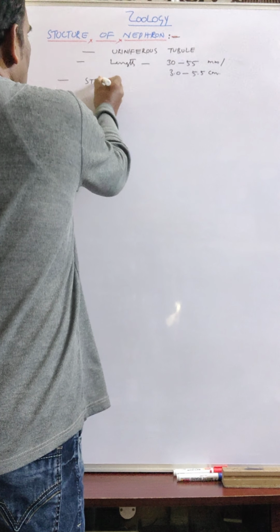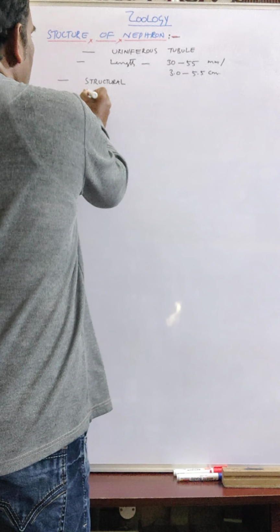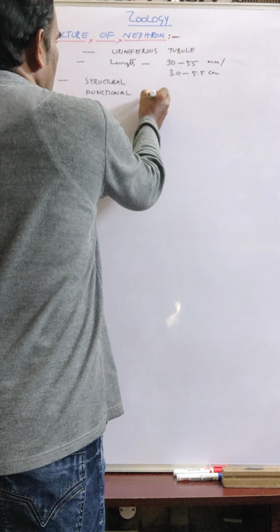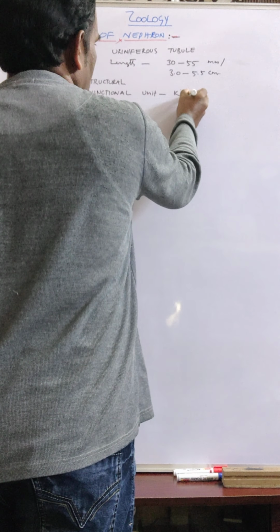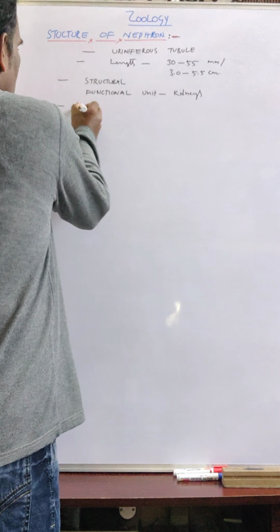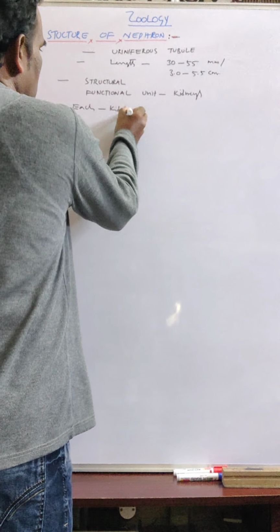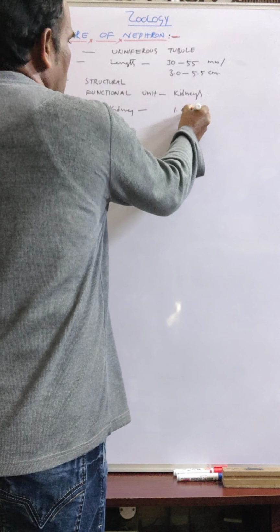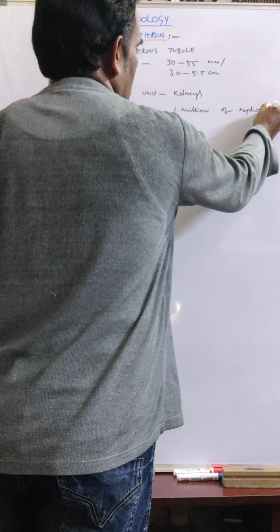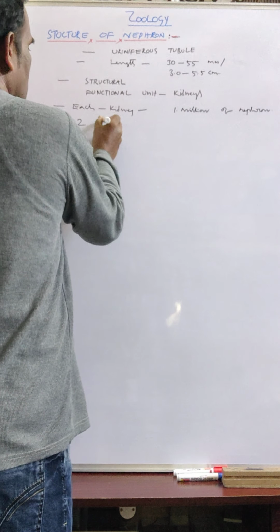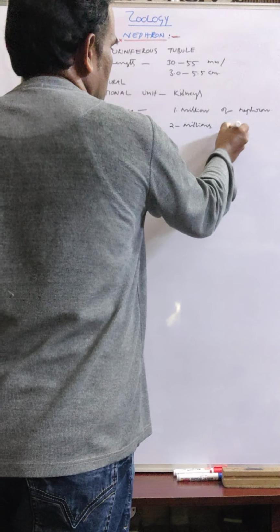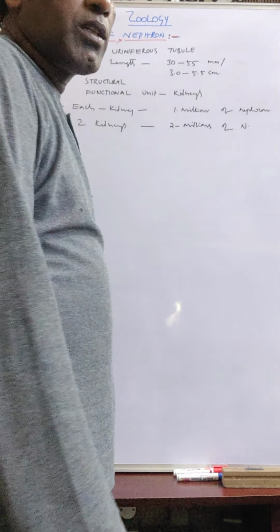Nephron is a structural and functional unit of kidneys. The structural and functional unit of kidneys. And each kidney contains 1 million nephrons. Therefore, 2 kidneys contain 2 million nephrons.